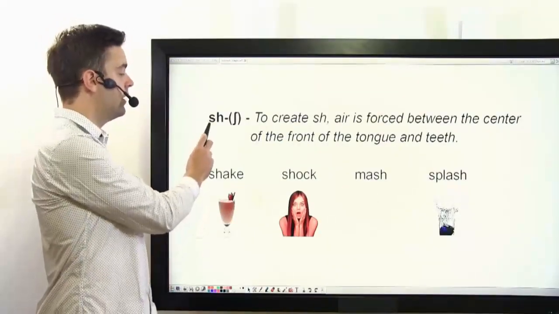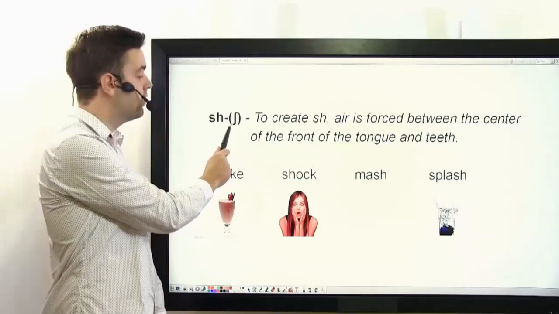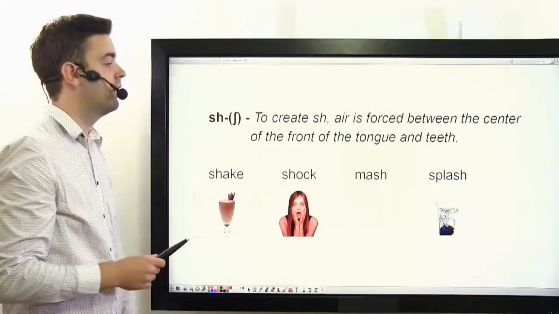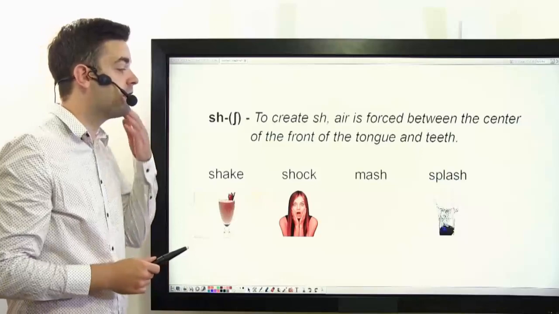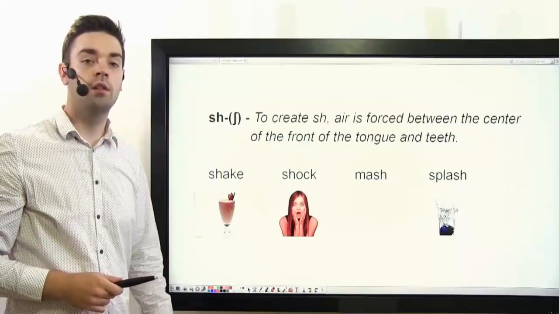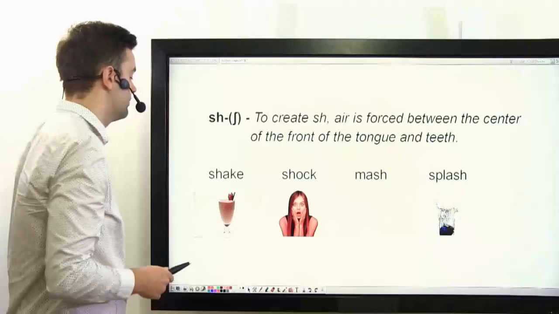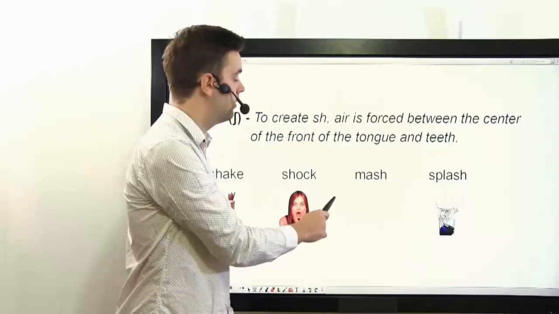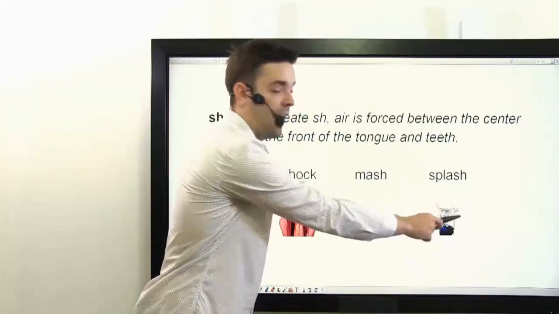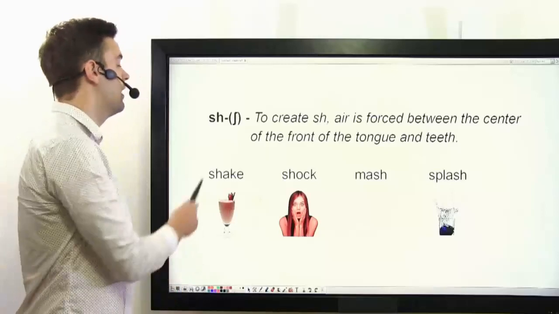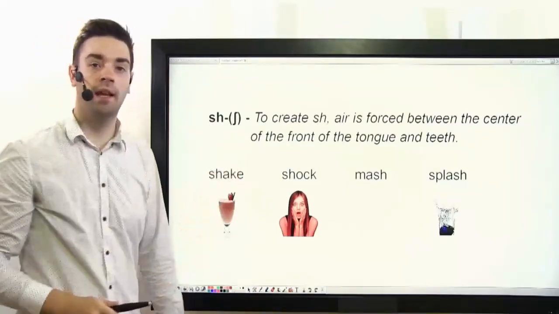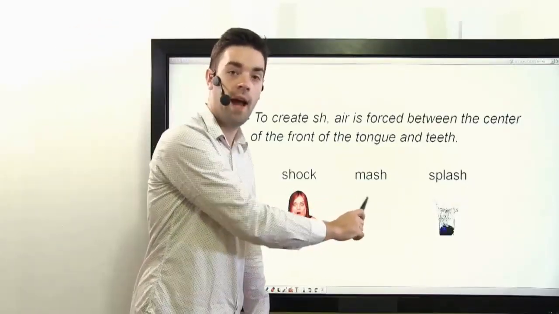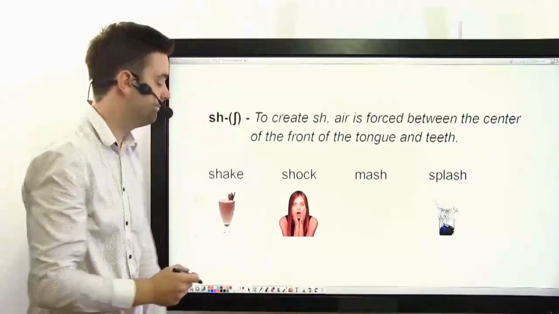When you join S and H, you make a sh noise. So to create sh, air is forced between the center of the front of the tongue and the teeth. So sh, sh. Shake, shock, mash, and splash. Sh. So S and H makes sh. Shake, shock, mash, and splash.